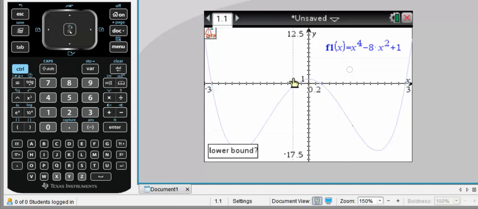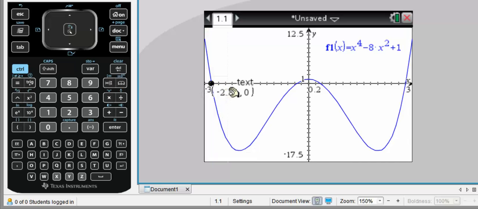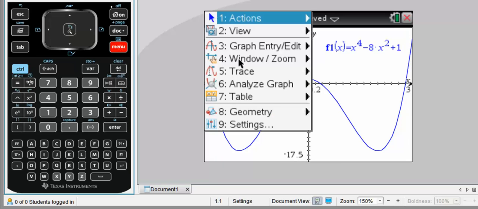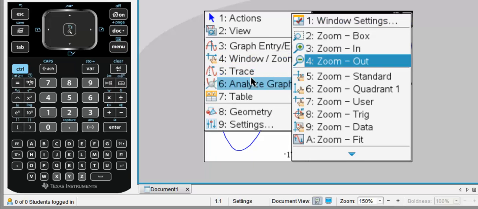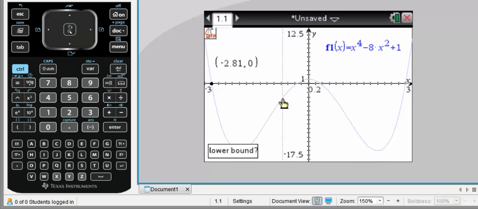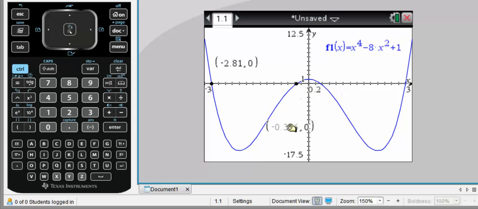Now we need to analyze the graph and find each of these zeros. So here's one of them. Oops, we want analyze, option 1. There's another 0.